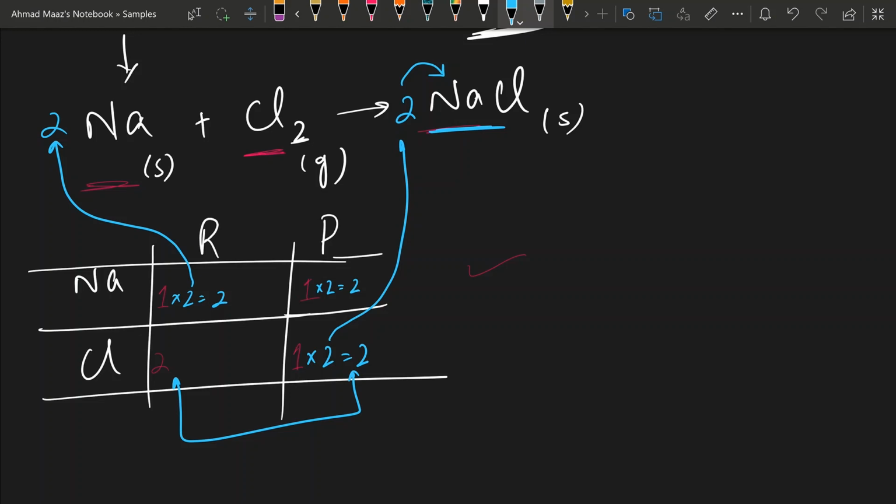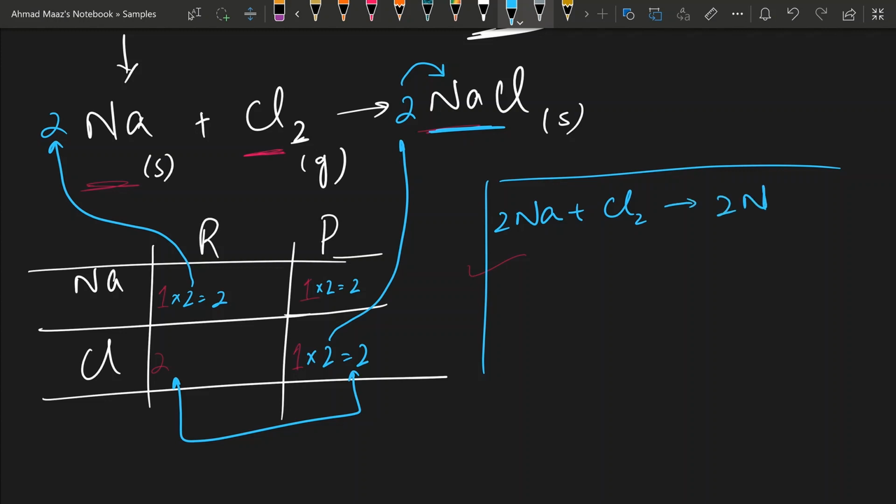Alright. I hope it is making sense. If you rewrite this equation now, it has become 2Na plus Cl2 gives us 2NaCl. It is solid, it is gaseous, it is solid. Let's count them all now. 2 sodiums, 2 chlorines, 2 sodiums, 2 chlorines. Everything is balanced. So this is how you solve a chemical equation.